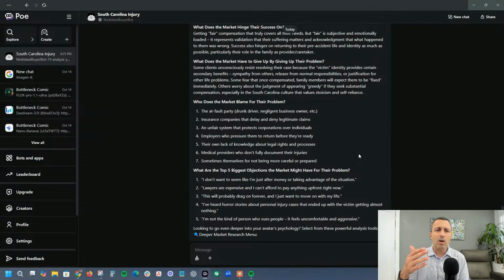So as you can see, they're also pressured to take a lower settlement early. So if the goal is to maximize compensation, this is contradictory to that because your clients are wanting a quick resolution. So this right here might be something that we put in our offer to relieve pressure so that they can go the long haul and we can get as much money out of the settlement, out of the insurance policy as we can. I've heard horror stories about personal injury cases that ended up with the victim getting almost nothing.